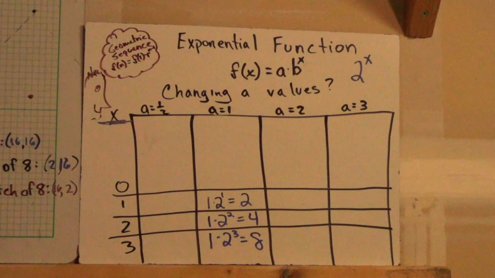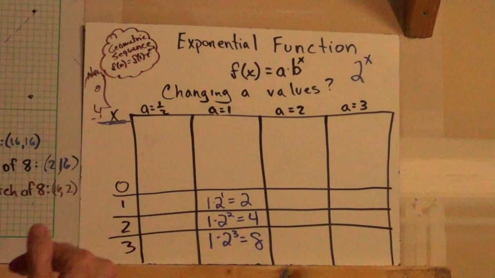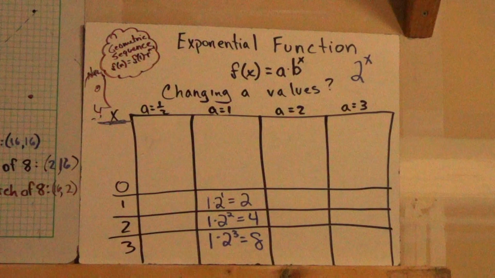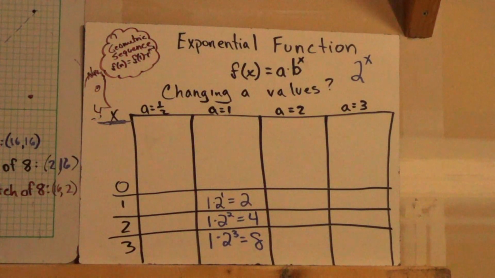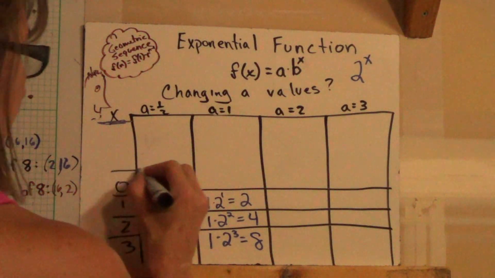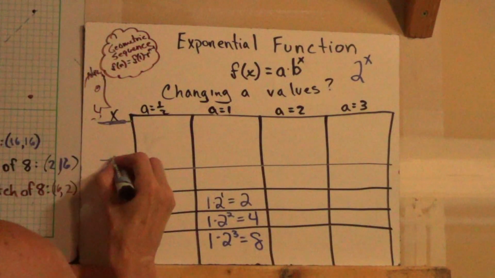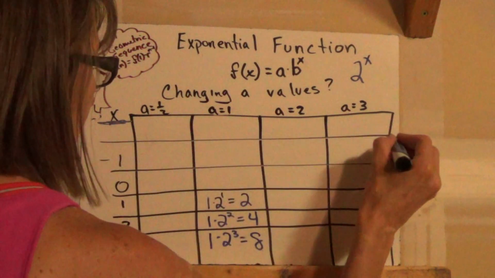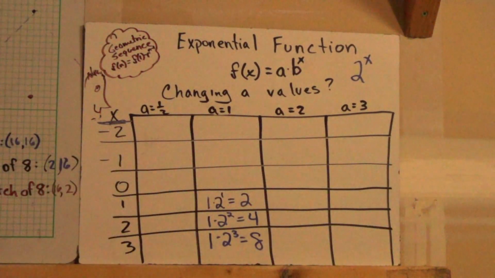Now, because we're graphing exponential functions, unlike the geometric sequence, we actually go into the 0th term and we go into the negatives. So that's something new. We're going to have the 0th term, -1, and -2, because on the graph we would graph those.